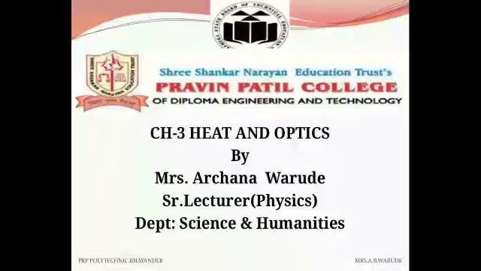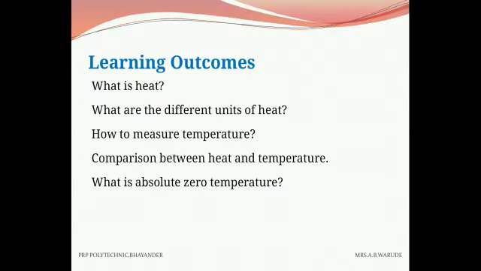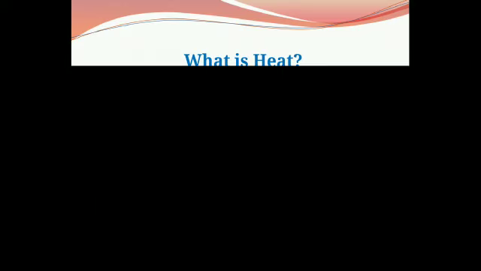In the last video, we completed chapter number 2, that is electricity, magnetism and semiconductors. And now we start chapter number 3, heat and optics. After watching this video, you will be able to understand what is meant by heat, what are the different units of heat, how to measure temperature, comparison between heat and temperature, and what is absolute zero temperature. First we see what is meant by heat.